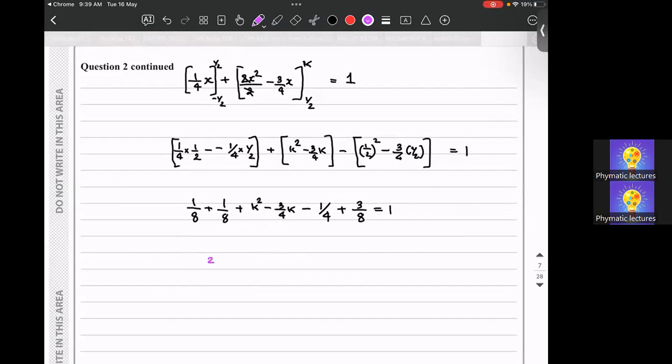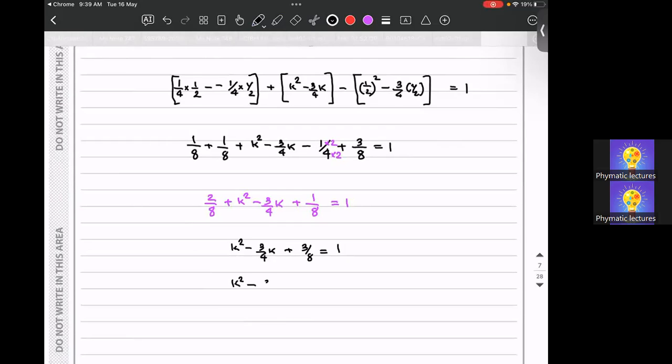1/8 into 1/8, that is 2/8 plus k square minus 3/4k minus 1/4. So I can make a common denominator. So it becomes minus 2 plus 3, that's plus 1/8 is equal to 1. Minus 2/8 plus 1/8... it is 3/8. So k square minus 3/4k plus 3/8 is equal to 1.